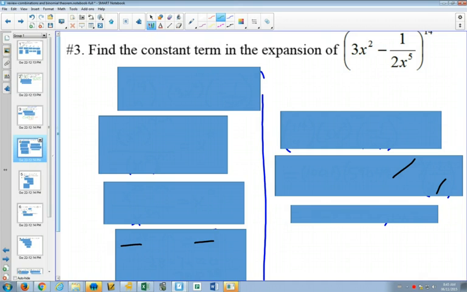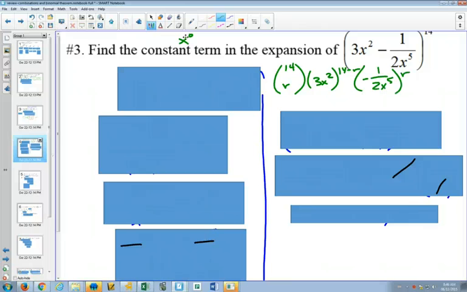So what does a constant term mean? That means that there would be just a number. In other words, the variable, if it had an exponent, would have an exponent of 0, because then it would disappear. So we need all of our x's to disappear here in order to get that constant term. Now if we think about what we have, we would have 14 choose r, 3x squared to the 14 minus r, and negative 1 over 2x to the 5 to the r. So we're going to need to figure out what r value will do that.